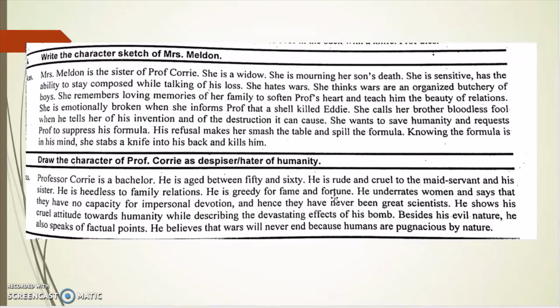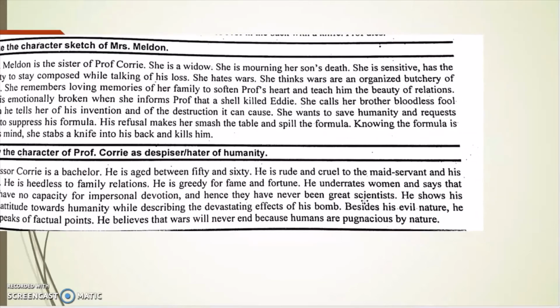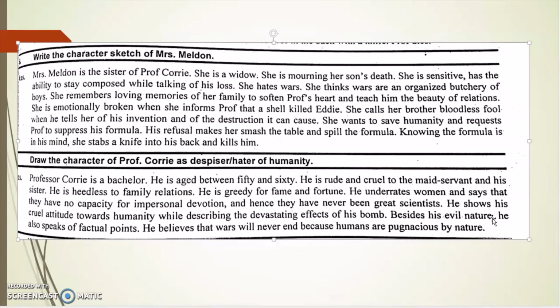He's greedy for fame and fortune. He underrates women and says that they have no capacity for impersonal devotion, and hence they have never been great scientists. So he demeans women a lot. He shows his cruel attitude towards humanity while describing the devastating effects of his bomb.